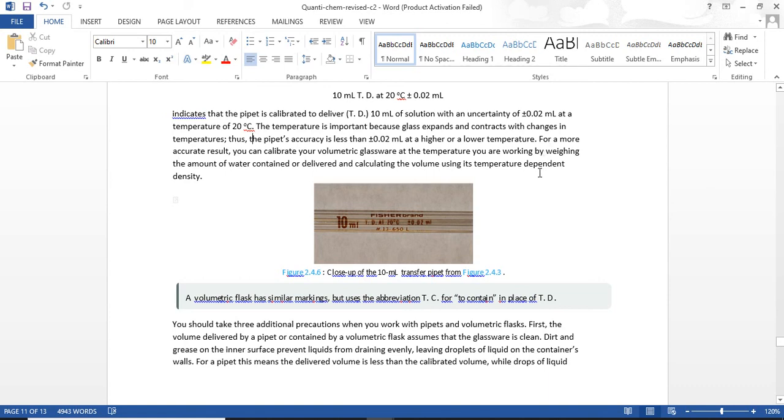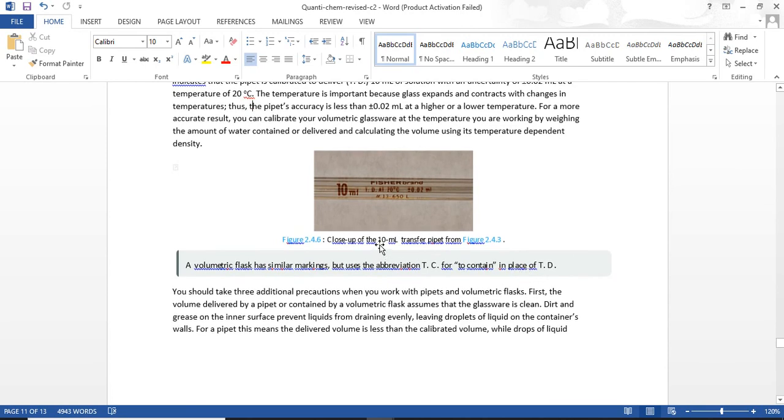For a more accurate result, you can calibrate your volumetric glassware at the temperature where you are working by weighing the amount of water contained or delivered and calculating the volume using the temperature-dependent density.